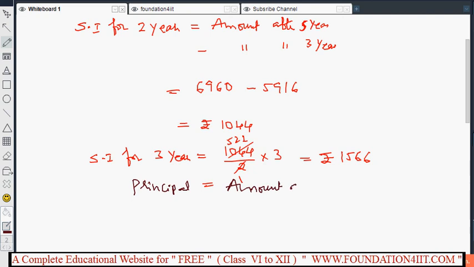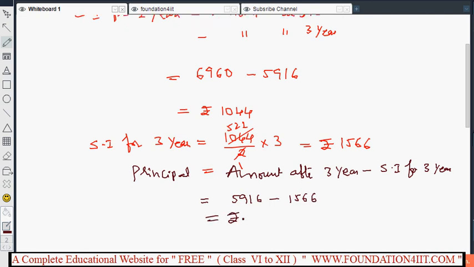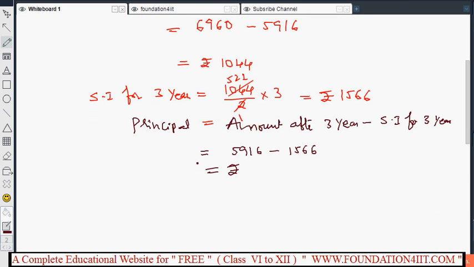Amount after 3 years, because that is including interest. Amount after 3 years, from this if I subtract the simple interest for 3 years, that is nothing but the principal. The amount after 3 years is given in the question, that is 5916. 5916 minus the simple interest of 3 years, 1566, okay, if you subtract both, that is the principal. That is 4350.